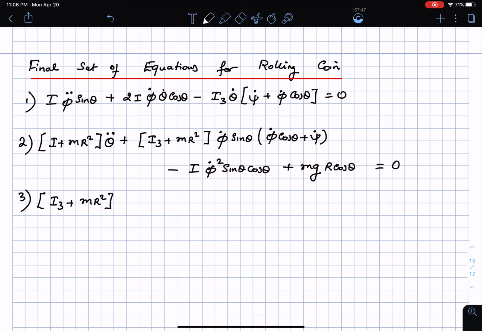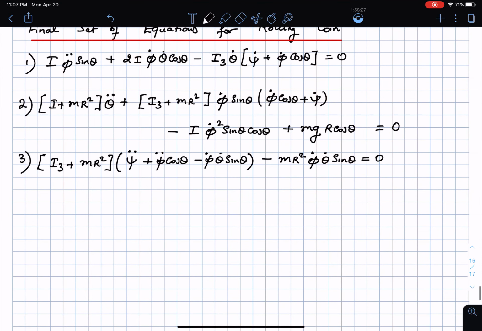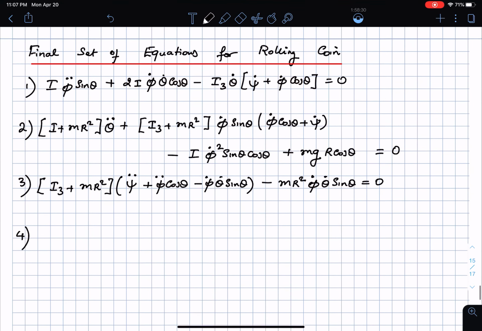Then the third one is going to be the following: I3 plus mr square, and this is going to be the equation for psi double dot. So this is going to be psi double dot, plus phi double dot cos theta, minus phi dot theta dot sine theta, minus mr square phi dot theta dot sine theta is equal to 0. And then importantly, I'm going to have lambda 1 and lambda 2 from above. Those are my multipliers.